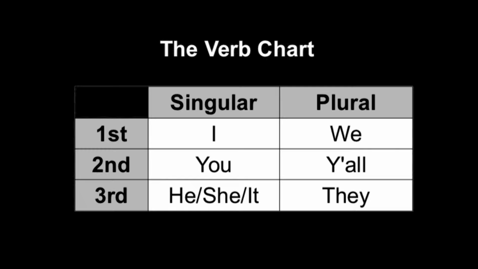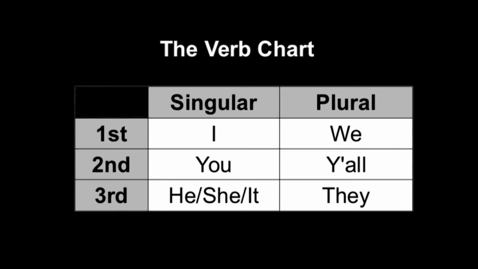In English, we simply use our personal pronouns to express these different types of subjects. So the first person singular is I am talking. The first person plural is we are learning Latin. The second person singular is you are watching a video. In Texas, for the second person plural, we like to use the word y'all are watching a video.